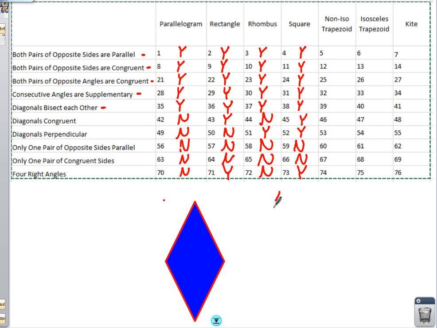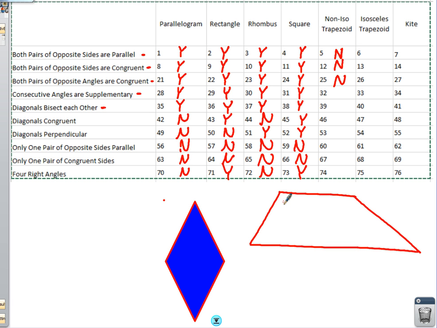Non-isosceles trapezoids. Make it non-isosceles, try to. Both pairs of opposite sides parallel. False. No. Both pairs of opposite sides congruent. No. Actually, neither pair of opposite sides will be congruent in a non-isosceles trapezoid. Both pairs of opposite angles congruent. No.